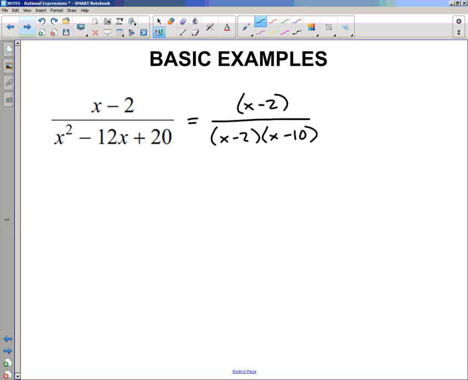Now the numerator and denominator are completely factored. We can look to cancel and simplify. We will be canceling the x minus 2's in the top and bottom. Since there's nothing left on the top, we do need to leave a 1 up there. X minus 10 is the only factor remaining on the bottom, and that'll be our final answer.